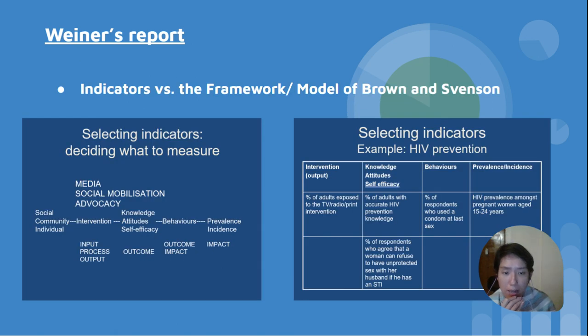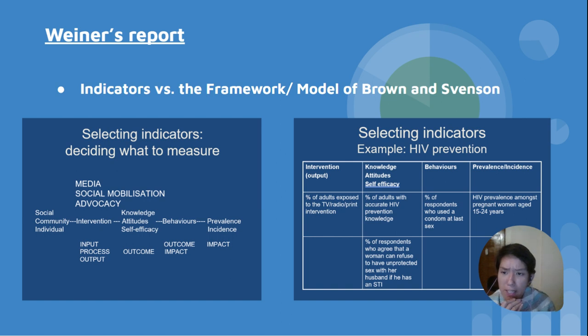On slide 9, we have two images. Okay, one is where she added the indicators against, or she arranged the indicators against the elements of the framework by Brown and Svensson. And then the next one, where she specified the details of every indicator that she has placed. So there you go, against the framework elements of Brown and Svensson.